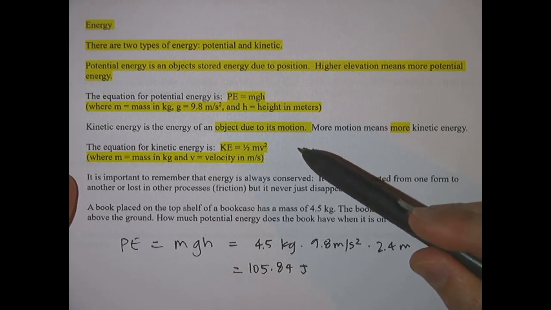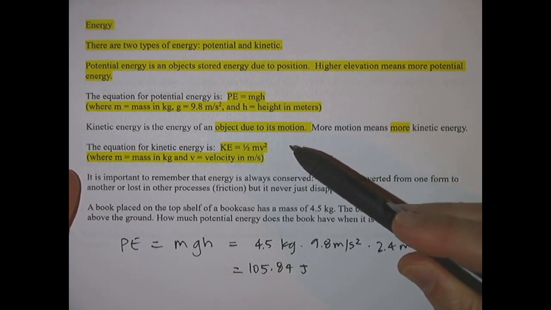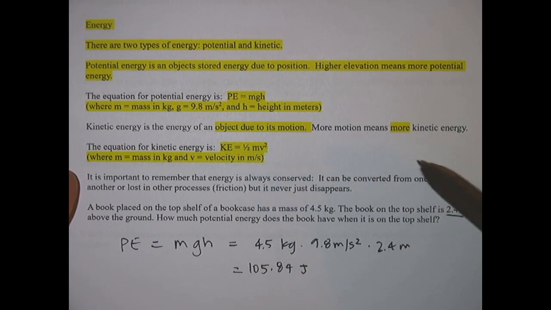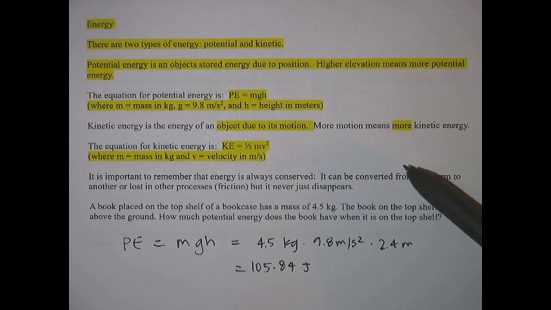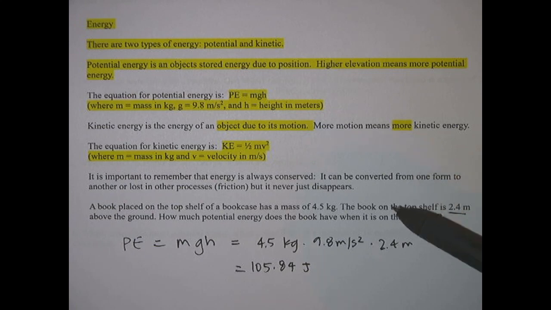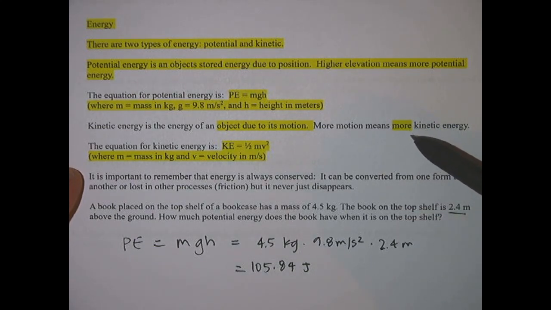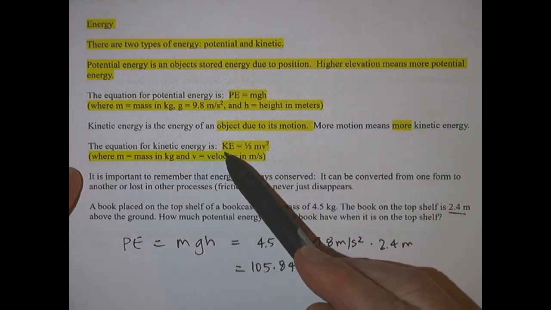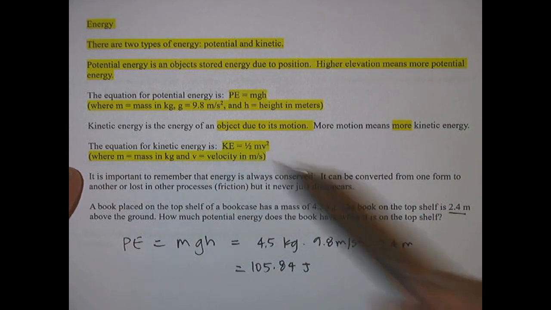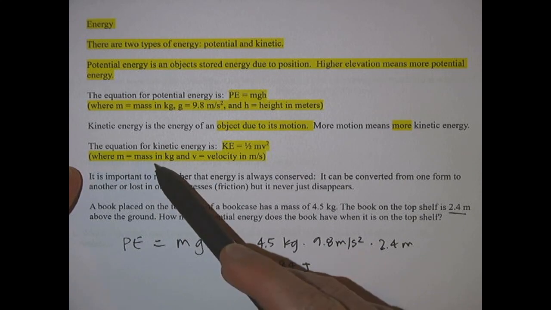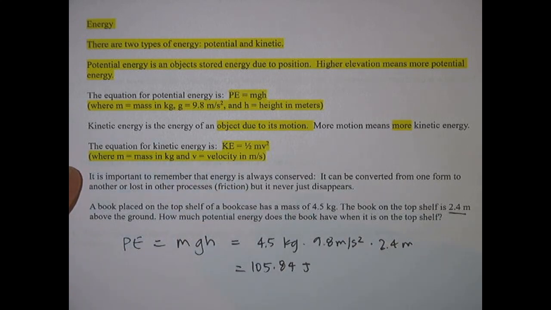Like if you are in a car, you have a lot of energy because the car is moving. Or imagine the roller coaster that was on the top of the hill, now it's at the bottom of the hill. Well, it took all of its potential energy and turned it into kinetic energy because it's moving really fast. So the equation for kinetic energy is 1/2 mass times velocity squared. So the mass has to be in kilograms, and the velocity has to be in meters per second. And you square the velocity when you plug it into your equation.